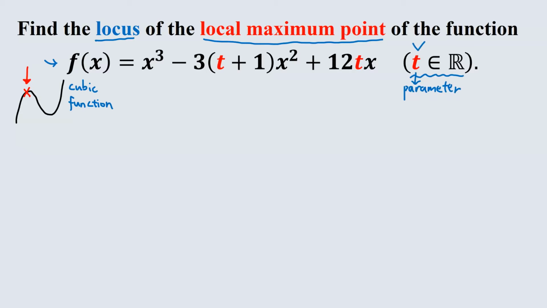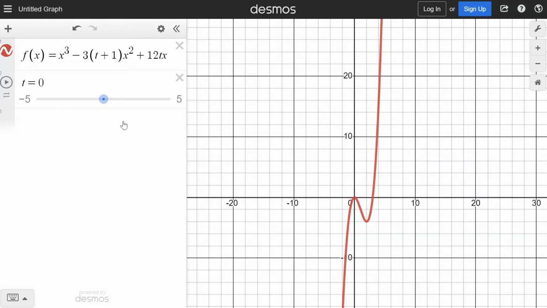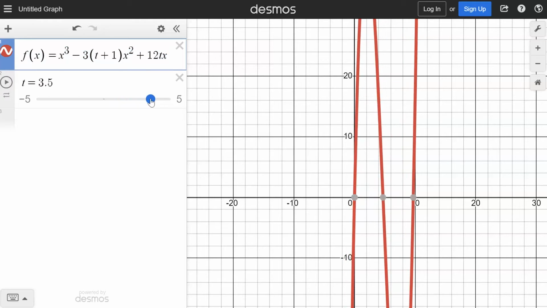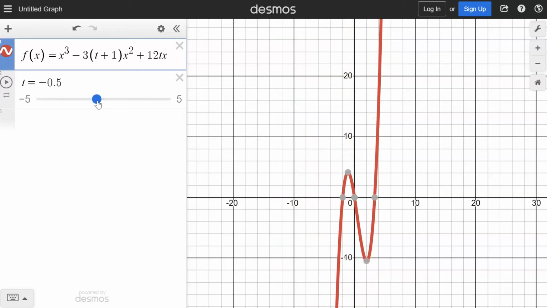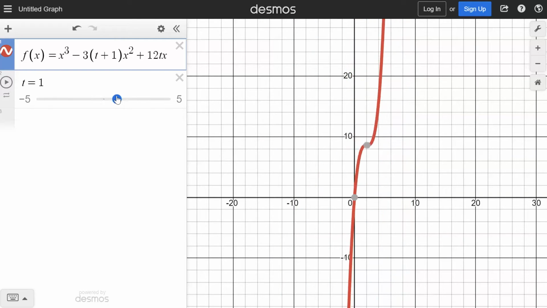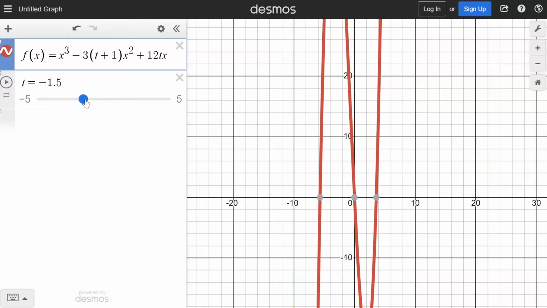But here we have a changing parameter t, so if the value of t changes, the graph of the function also changes. We can easily observe this using the Desmos Graphing Calculator. This is the graph of f(x) having changing parameter t. If we change the value of t, you can clearly see that the graph changes, and therefore the local maximum point of the curve also changes.